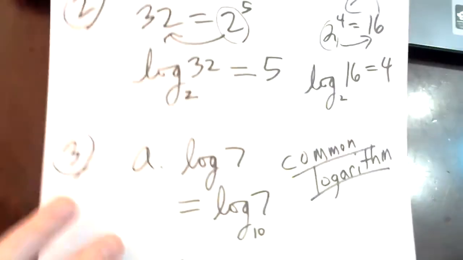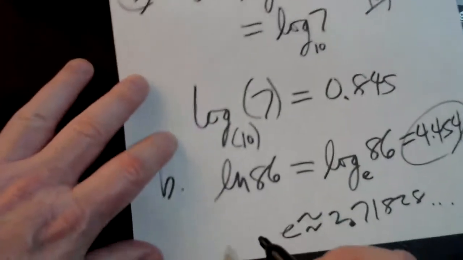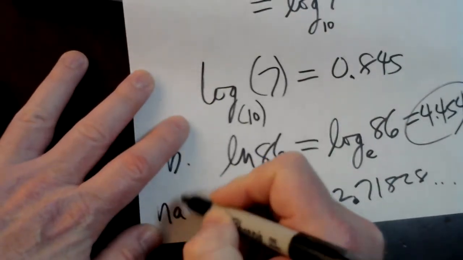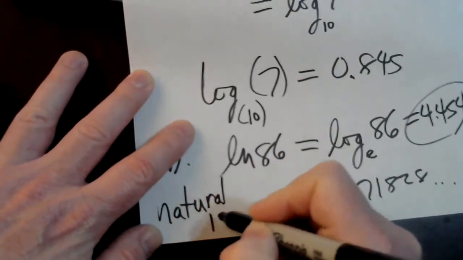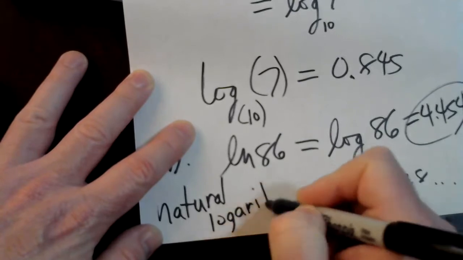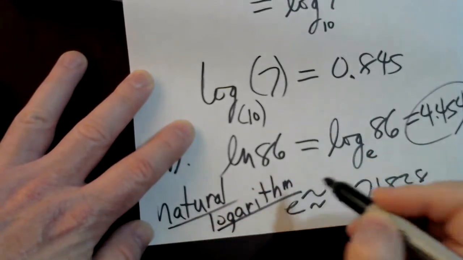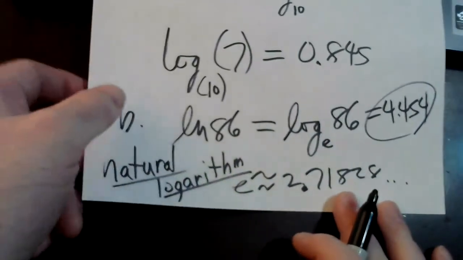Oh, by the way, that is called a natural logarithm. Anytime you see that ln and the base is e, that is called a natural logarithm. So you have a common log when the base is 10, and a natural log when the base is e.